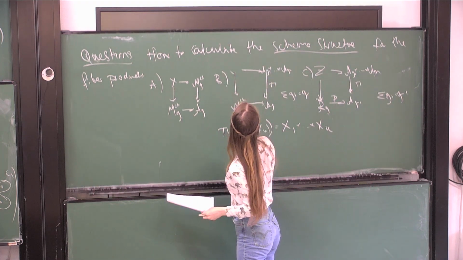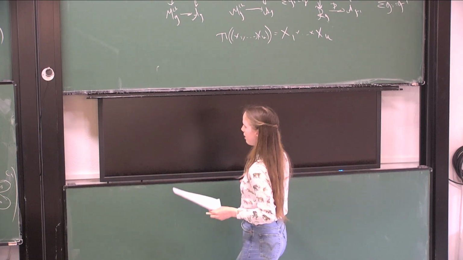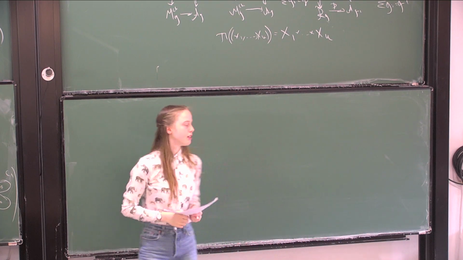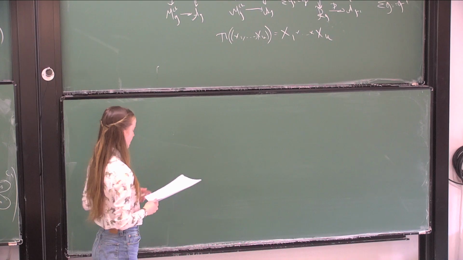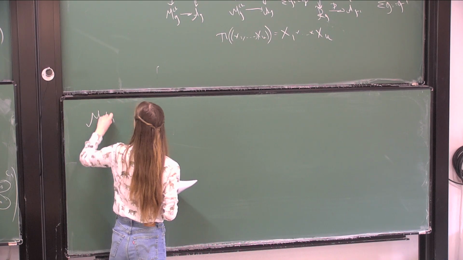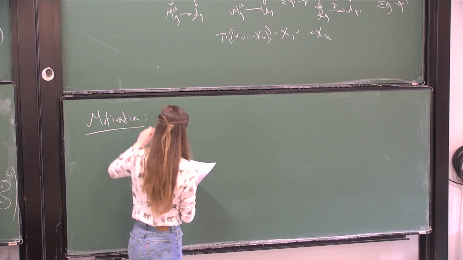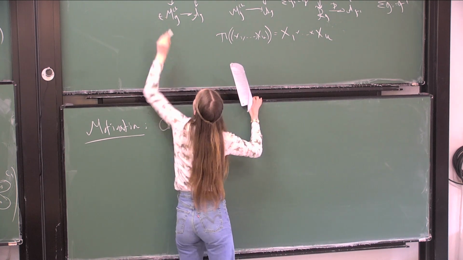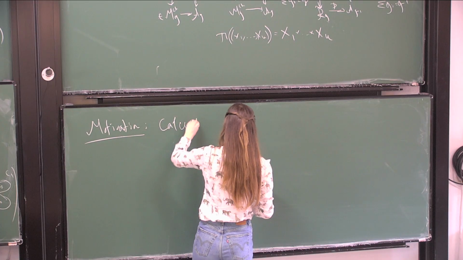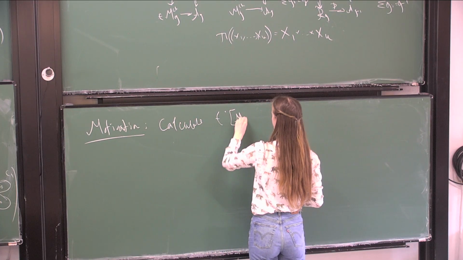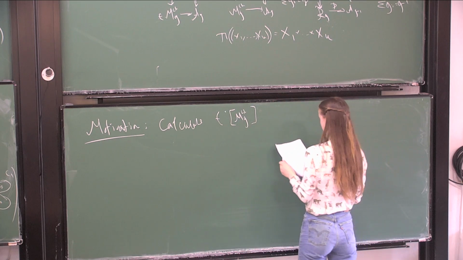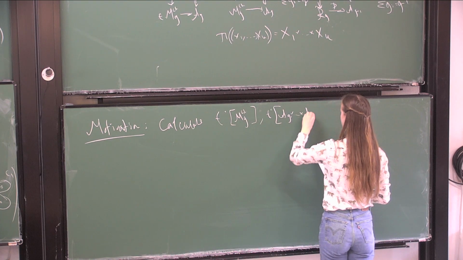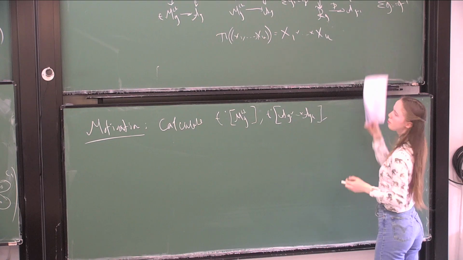So why am I studying the scheme structure of this fiber product? The motivation is to do some intersection theory calculations on A_g. In these cases, we're interested in calculating pullbacks of cycles under the Torelli map: the pullback of the Torelli cycle and the pullback of the locus of decomposable abelian varieties. And also you can try to pull back the product locus under the Prym map.